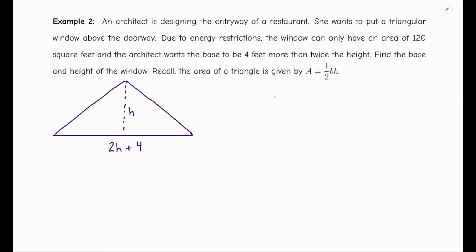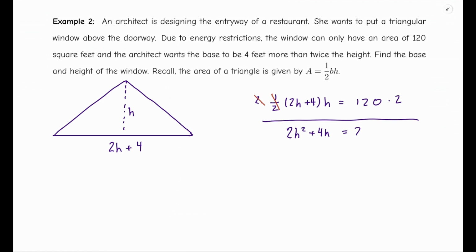So I get 1/2 times the base times the height has to equal 120. I multiply both sides by 2 first so that the 2 and 1/2 cancel out. And then I'm going to distribute that h. So we get 2h squared plus 4h is equal to 240. I'm going to divide by 2 on both sides and get h squared plus 2h is equal to 120.